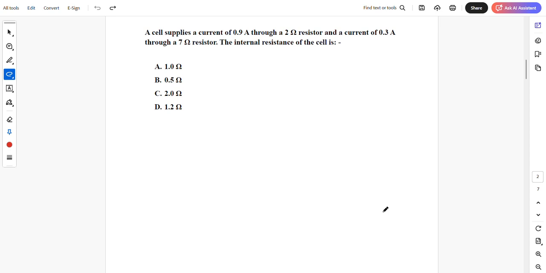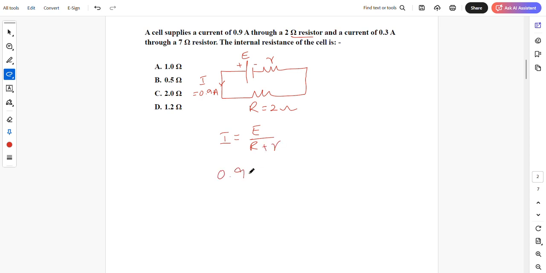A cell supplies a current of 0.9 amperes. Just see here, plus minus, the cell, and you have to write E and r in series, through a resistor of 2 ohm. R is equal to how much? 2 ohm they have given, and a current I is equal to 0.9 amperes. You have to write I is equal to E divided by R plus r. That is the first step. 0.9 is equal to E, we do not know, divided by 2 plus r, right?